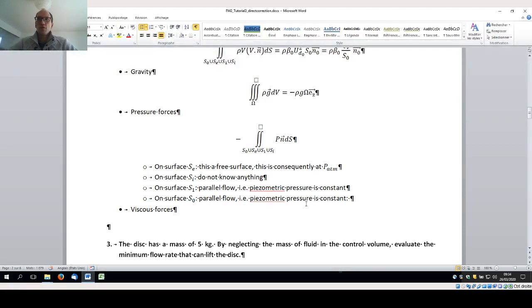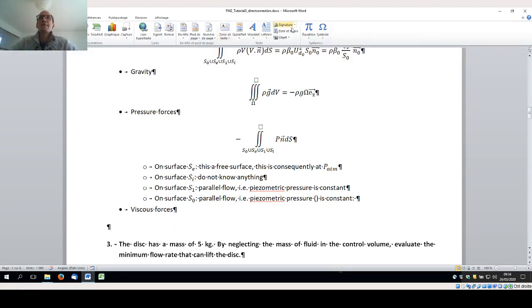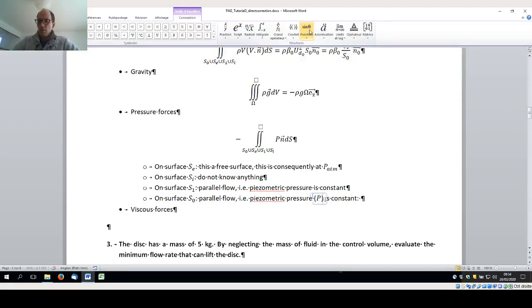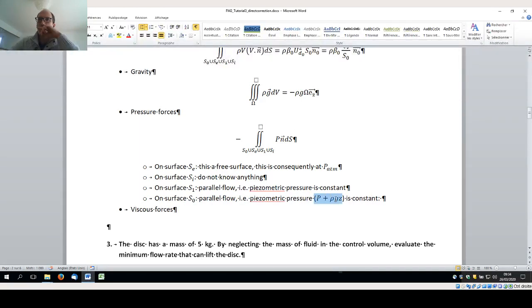this means that on section S0, piezometric pressure, if you remember, piezometric pressure is P plus rho g z. Okay. So piezometric pressure is constant in those two sections.